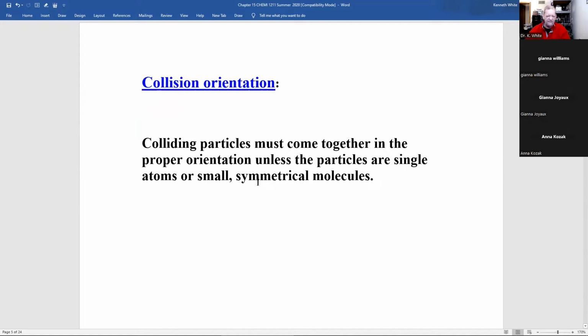And the third one is collision orientation. When you have certain molecules that are larger, in order for a reaction to happen when they come together, they have to have the right orientation. Like my key, if it goes in upside down, it's not going to go in. Even though they collide and have the right amount of activation energy, if they're not lined up properly, they won't react.